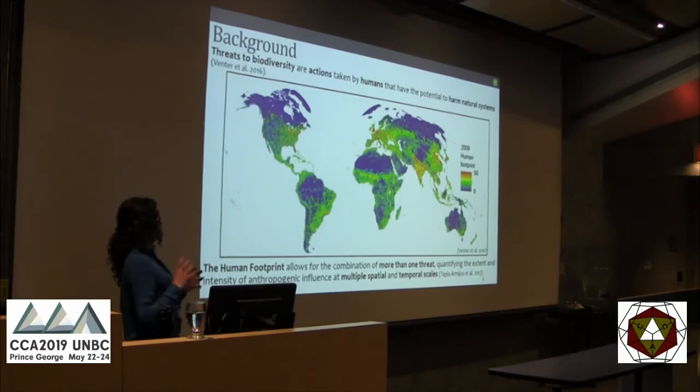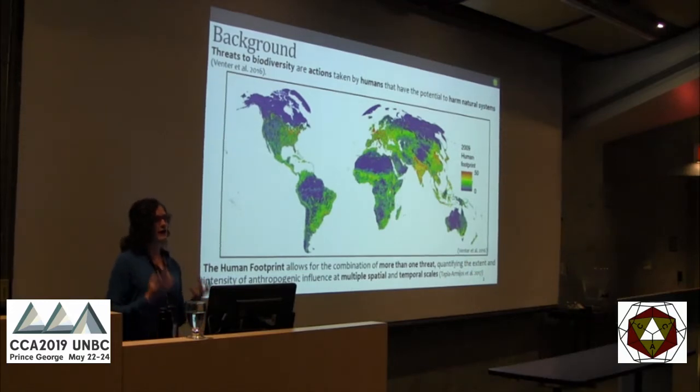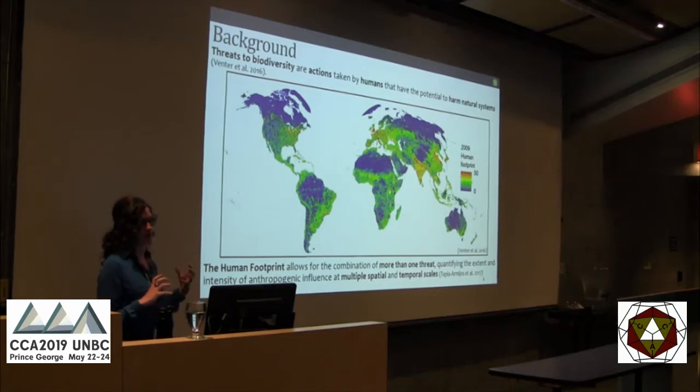So just to give a bit of background before really jumping into this, the term threat can be used interchangeably with stressor or pressure. However, these differ from impacts, because impacts are the actual consequences exerted on the system from these threats or pressures.